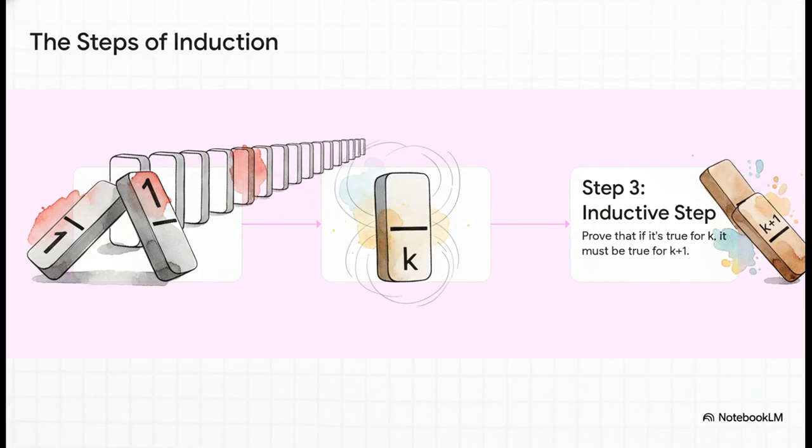And then comes step 3, the inductive step. This is where the magic happens. You use your assumption from step 2 to prove that if the statement is true for domino k, then it must also be true for the very next one, k plus 1. That's what proves the chain reaction.